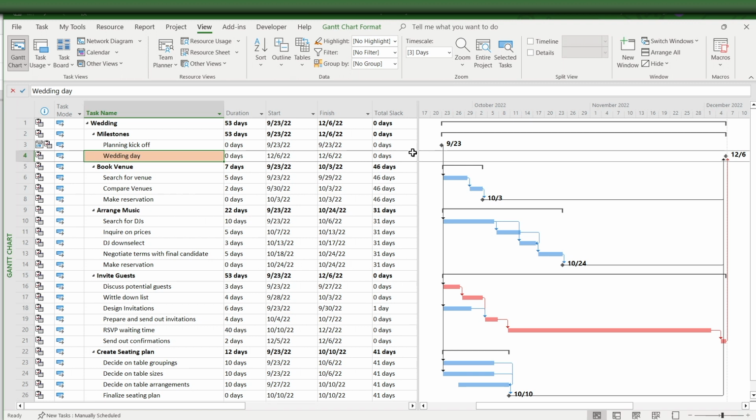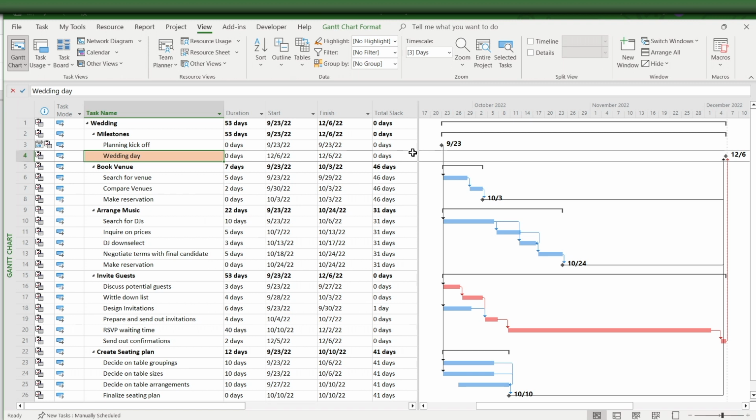So why do we care about this? Why do we care about the critical path? Knowing the critical path allows us to prioritize our work. I now know that the critical path is inviting the guests. So I know that I have to work these tasks first if I want to stay on schedule.